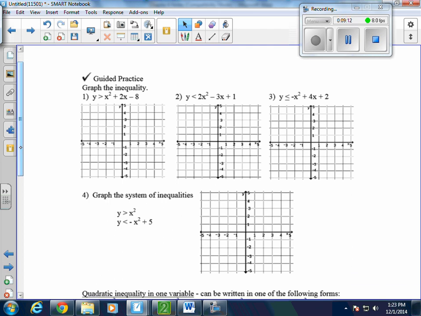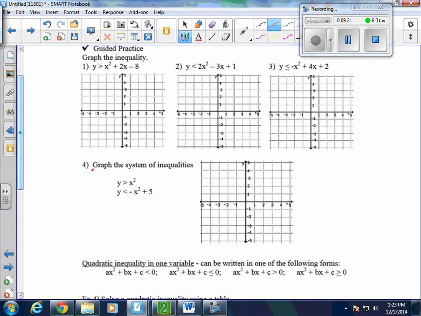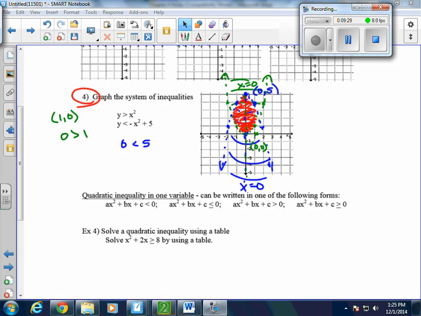So I'd like to take a second to go ahead and pause the video, and I want you to graph number 4. So pause the video, graph number 4, and then you can hit play when you are ready. And there's a graph for number 4. Notice they both have axis of symmetry on the y-axis, so x equals 0. The shaded area, or the solution to that system of inequalities, is the red shaded area.